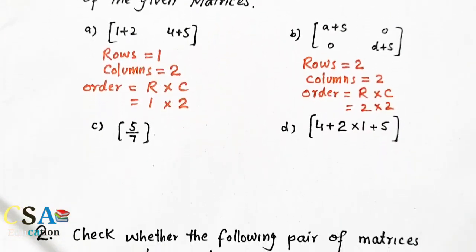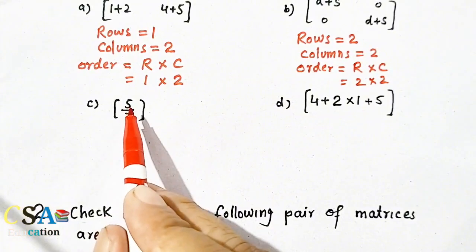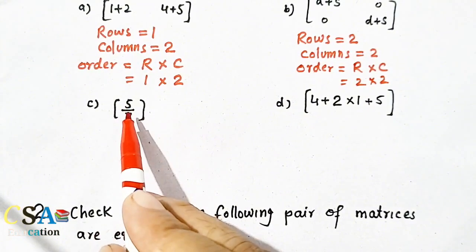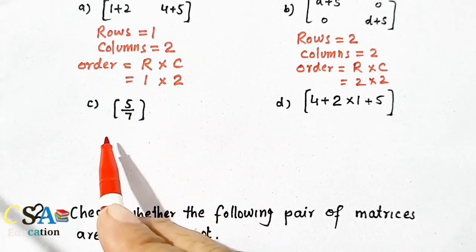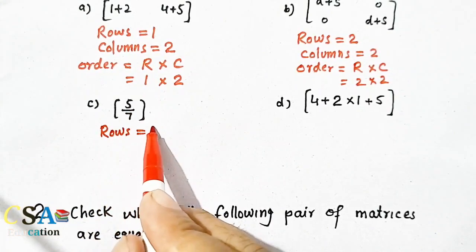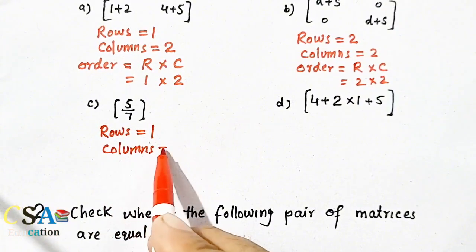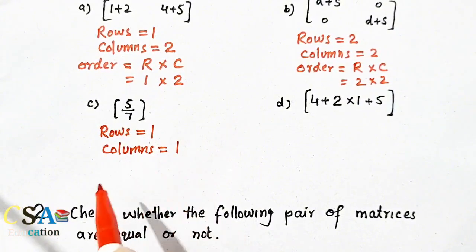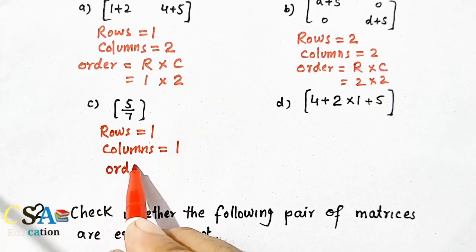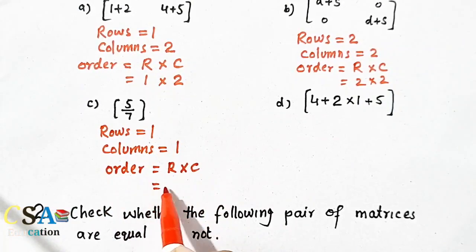Now move to third part, which is 5 by 7. It is a single element. So it is a row matrix or column matrix. So here rows is equal to 1 and columns are also equal to 1. So order of matrix will be R by C, which is equal to 1 by 1.